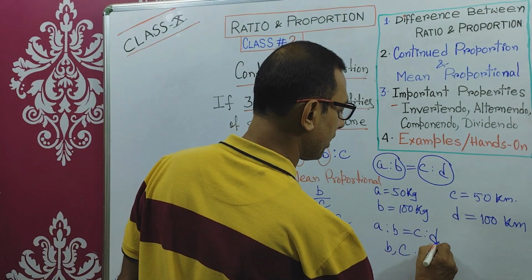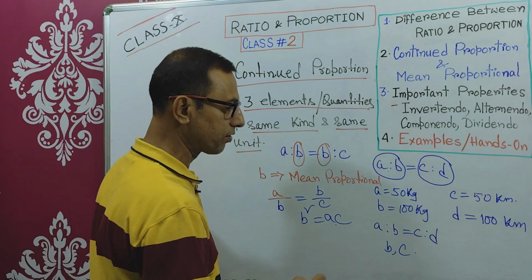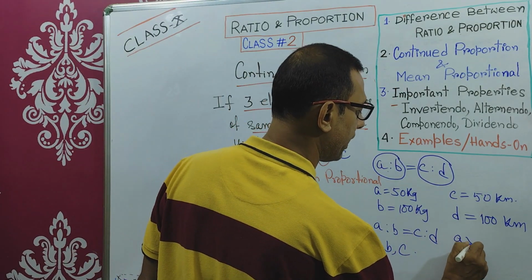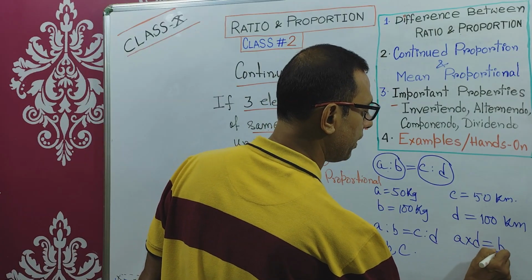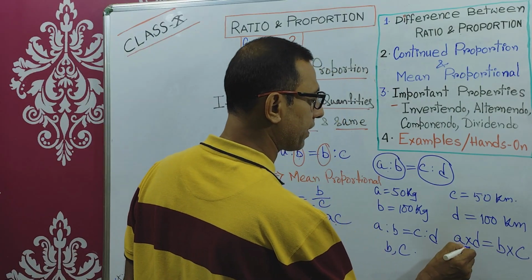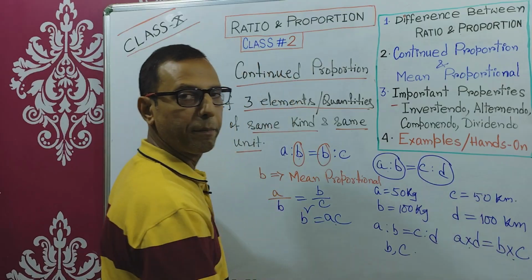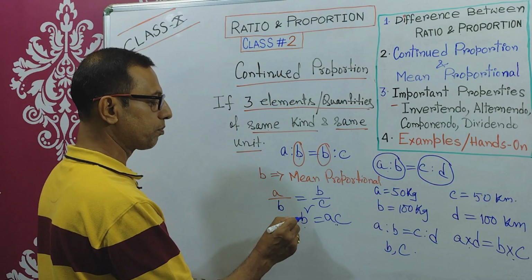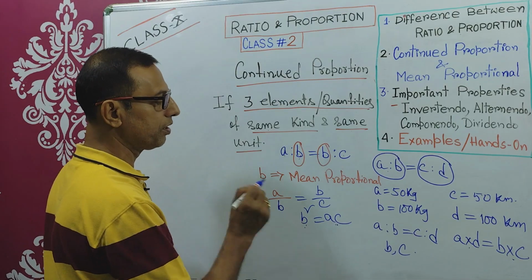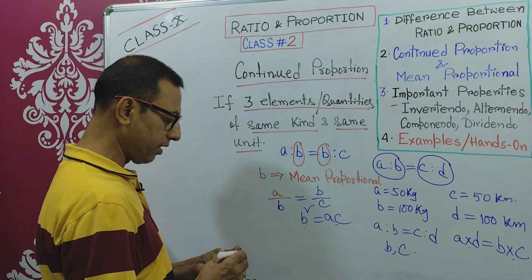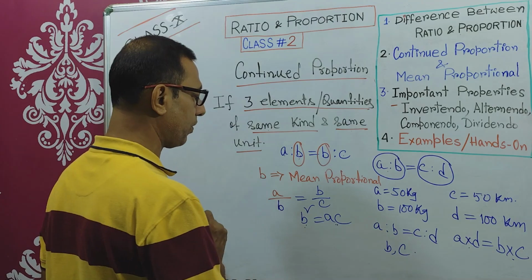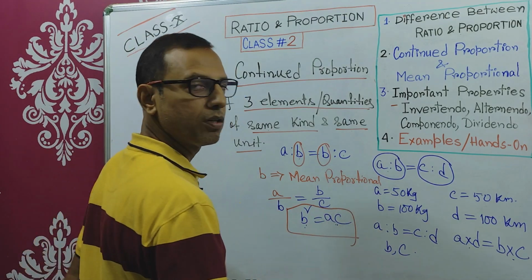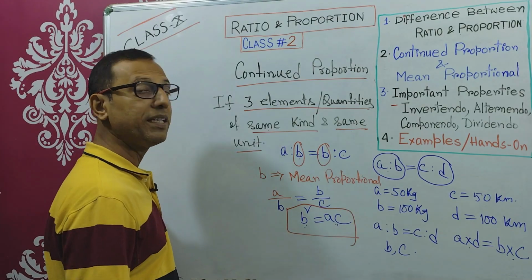So in this relationship, the normal proportional relationship, which is not a continued proportion, here we say A into D equals B into C, which is product of extremes equals product of means. Here also it is product of extremes equals product of means. Since both the means are equal, therefore it is B square. So B square equals AC. This is the equational form of mean proportional, where B is the mean proportional.